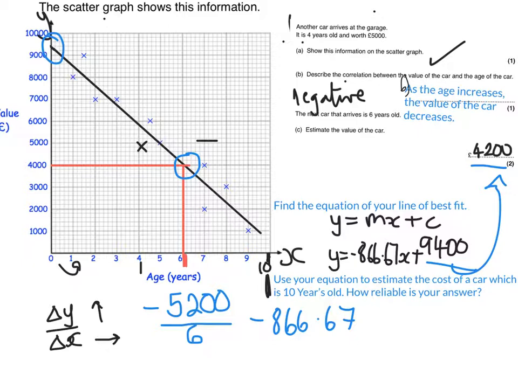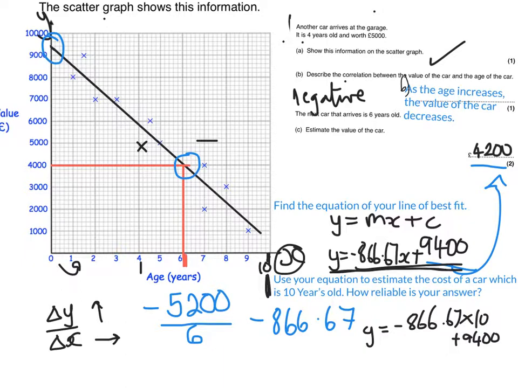So I have 10 as the value of x, so I'm going to replace x in my equation with the number 10. So I'd have y equals negative 866.67 times 10 plus 9,400, and that would give me £733.33, which is pretty similar to what we get if we extended the line, and not a great value for a car to be sold for after 10 years.